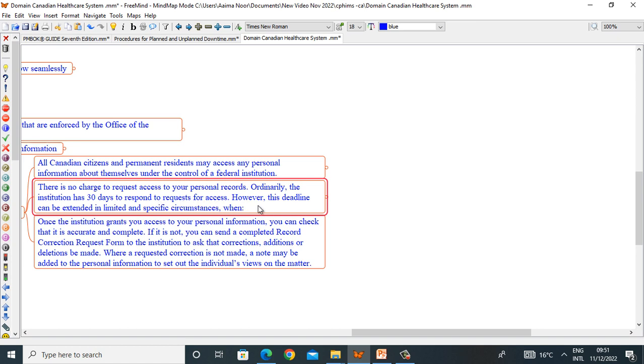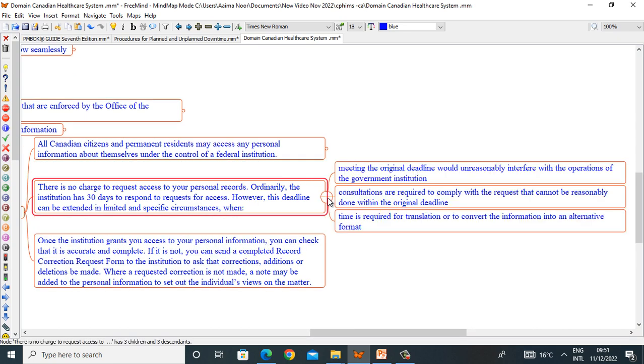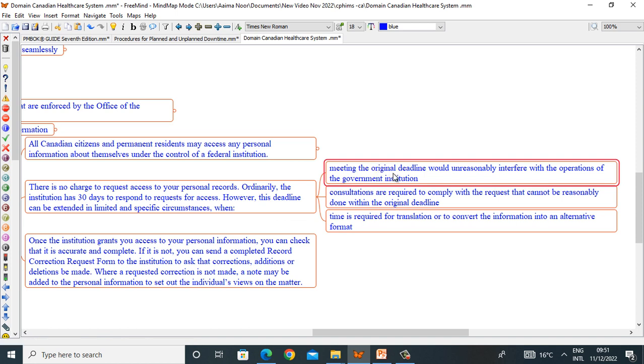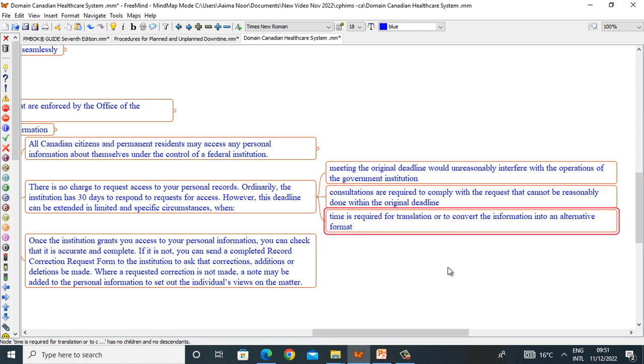However, this deadline can be extended in limited and specific circumstances, when meeting the original deadline would unreasonably interfere with the operations of the government institution, when consultations are required to comply with the request that cannot be reasonably done within the original deadline, or when time is required for translation or to convert the information into an alternative format.